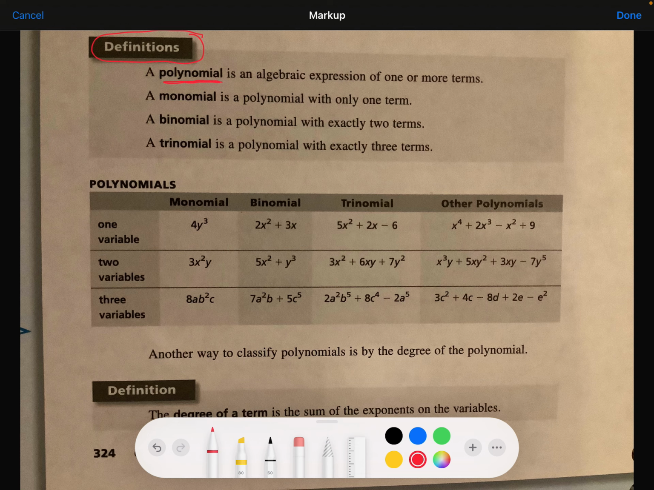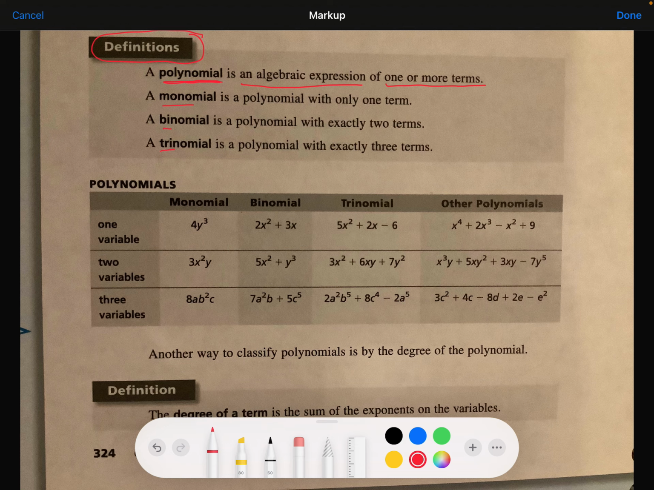That's what this whole chapter is about. Chapter 8 is on polynomials. What it is, is an algebraic expression of one or more terms. So we've talked about terms before, we've talked about algebraic expressions before. So we're just going to put it all together now. An algebraic expression, remember, doesn't have an equal sign or an inequality sign. It's just algebraic terms.